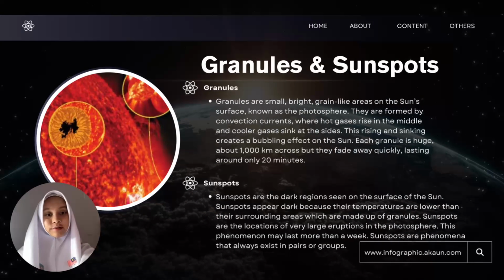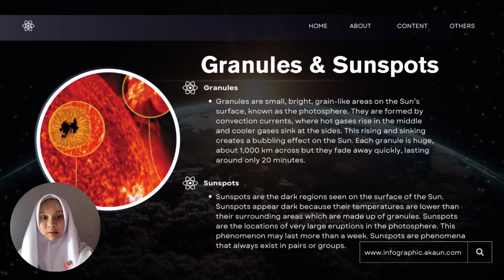Let us start with granules and sunspots. What are granules? Granules are small, bright, grain-like areas on the sun's surface known as the photosphere. They are formed by convection currents where hot gases rise in the middle and cooler gases sink at the sides. This rising and sinking creates a bubbling effect on the sun. Each granule is huge, about 1,000 kilometers across, but they fade away quickly, lasting only around 20 minutes.